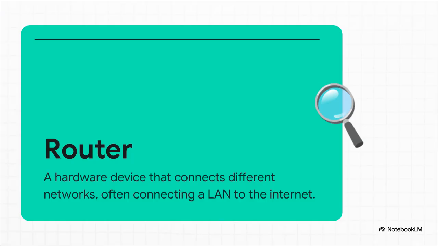First up, the router. And the key thing to remember about a router is that its job is to connect different networks. Its main gig is being the gateway between your local network, your LAN, and the great big outside world, the WAN, which is the internet.